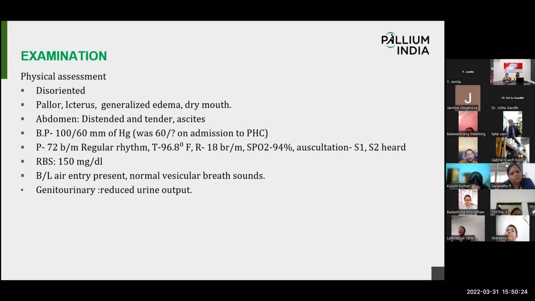On physical examination, he was disoriented, with pallor, icterus, generalized edema, and dry mouth. The abdomen was distended and tender, and there was ascites. Blood pressure was 100/60, and on admission to the PHC it was 60/60. Pulse and other vital signs were within normal range. RBS was 150. Bilateral air entry was present with normal breath sounds, and there was reduced urine output.